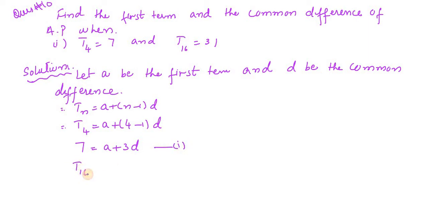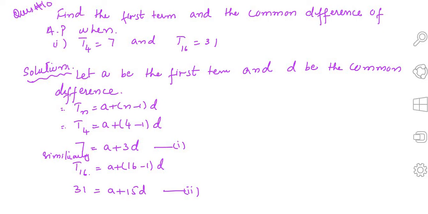And the 16th term, similarly, the 16th term is equal to A plus (16 minus 1) D. The 16th term is 31, so A plus 15D is equal to 31. This we say equation number 2. To find the first term and the common difference of this arithmetic sequence, we subtract these two, equation number 1 and equation number 2, and get the value of A and D.